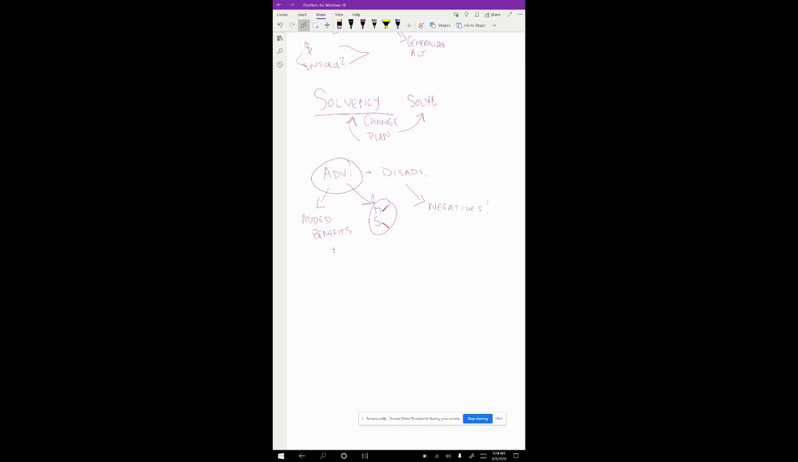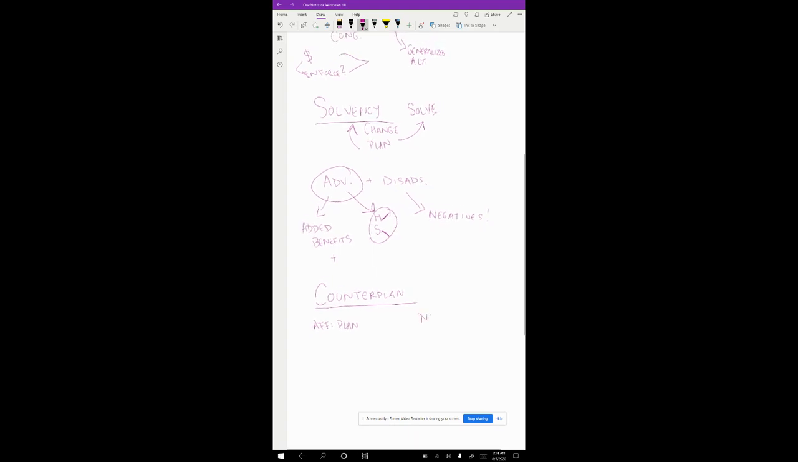Some other terms that you might need is a counter plan. Again, this will not be used in public forum, but will be used in LD and policy. But a counter plan is when the affirmative gives a plan, says we should give lunches to everyone every day in the park. The negative would say either they're going to say this other plan is better, and they're going to tell you what the other plan is better.